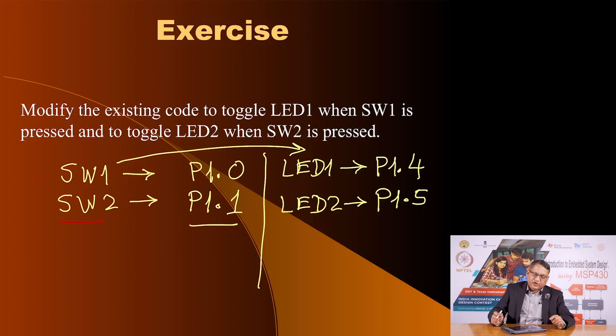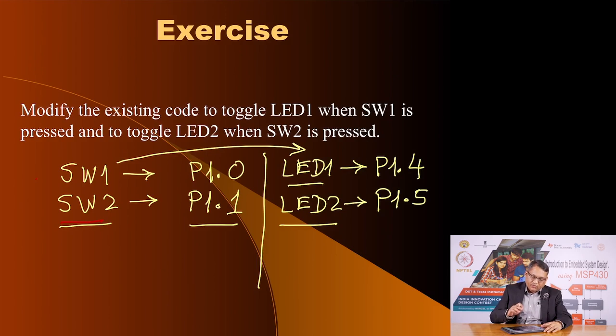What do we want you to do? When switch 1 is pressed and released, it should toggle LED 1. When switch 2 is pressed, it should toggle LED 2. You can decide whether you want the toggling to happen when the switch is pressed or when it is released. But if switch 1 is pressed, it should not toggle LED 2, it should only toggle LED 1. If switch 2 is pressed, it should not toggle any other LED but LED 2.